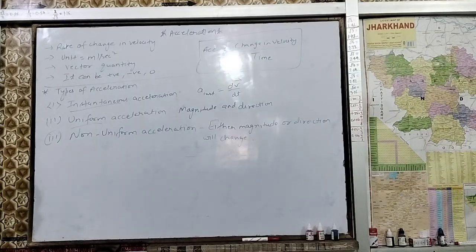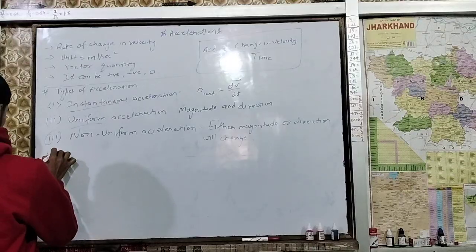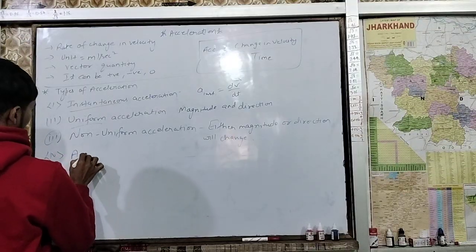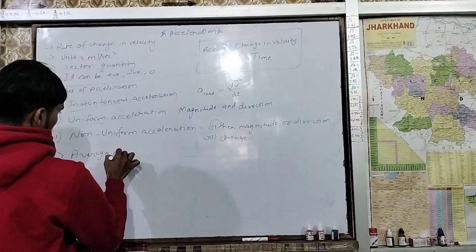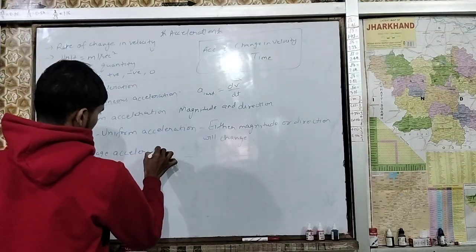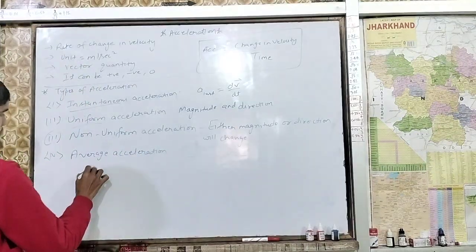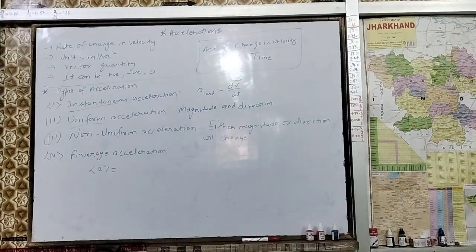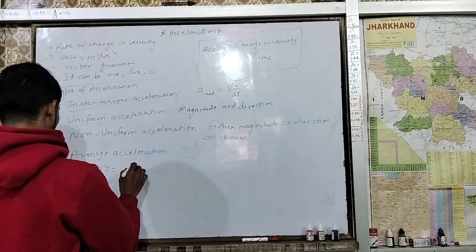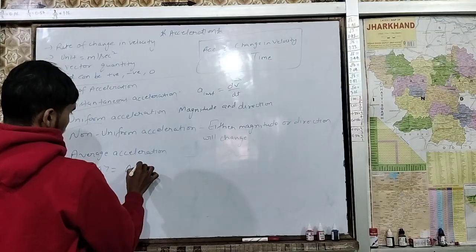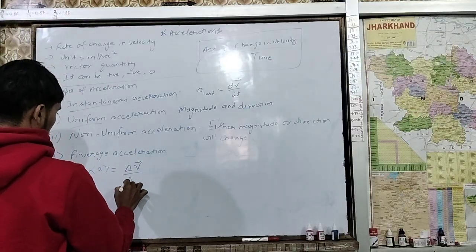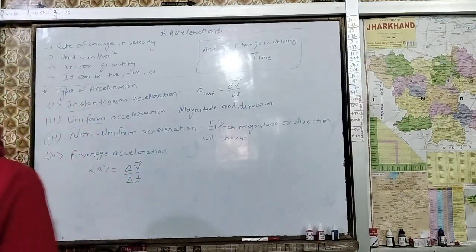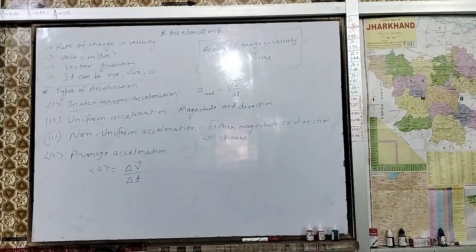Now next, average acceleration. Average means total. Average acceleration is represented by a with a bar, which is used for average or total. So you would say change in total velocity, delta V, over delta T. Delta means total.